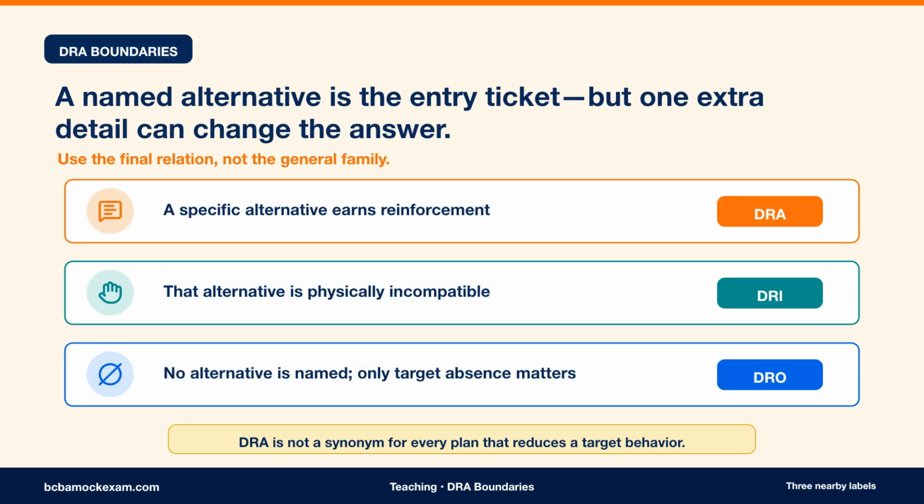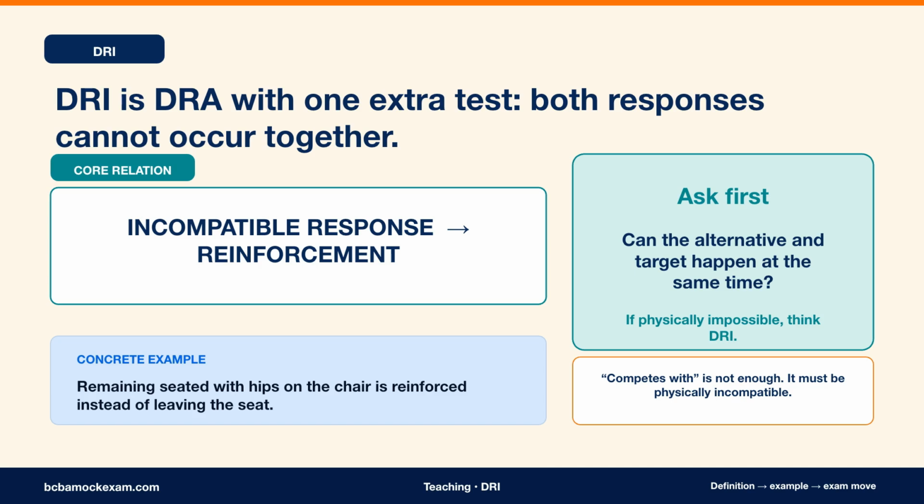A named alternative points to DRA. If the stem adds that the alternative and target cannot physically co-occur, DRI is more specific. If no alternative is named and reinforcement depends only on target absence, the relation is DRO. The target behavior does not determine the label. The stated contingency does. DRI is a specific form of DRA.